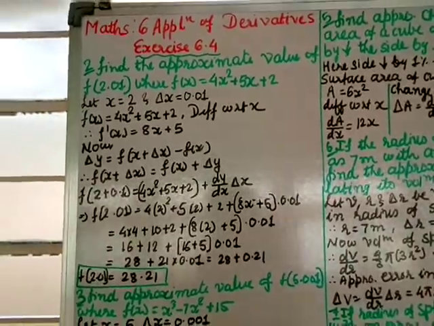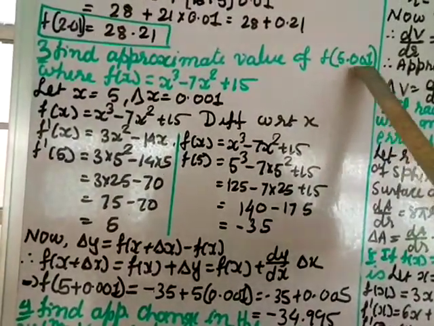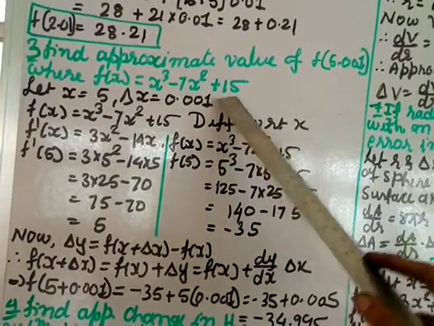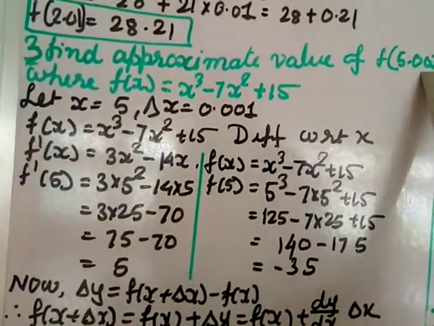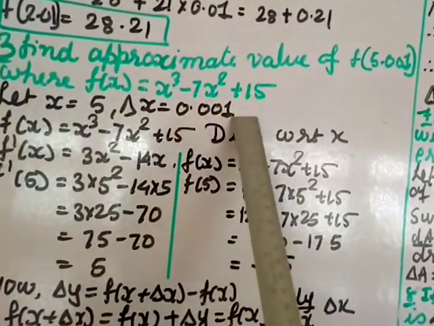That is the answer for question number 2. Question number 3. Find the approximate value of f of 5.001 where f(x) equal to x cube minus 7x square plus 15. Okay, same way you have to find it. So here x I will take here 5.001. So take x equal to 5 and delta x will be 0.001.